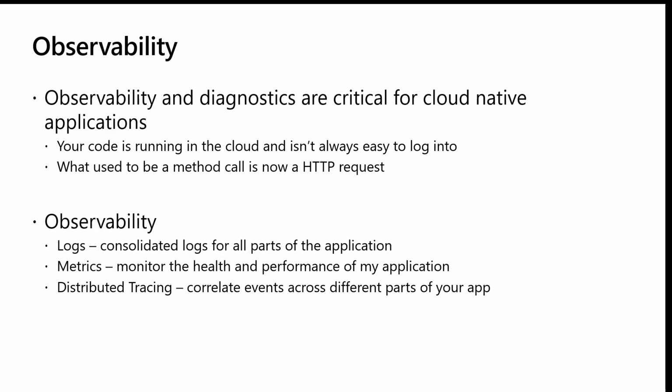There are a few types of observability we want: logs, metrics, and distributed tracing. Logs and metrics are things you probably had before. What's important in cloud native is that you want to centralize all of those, so they all go to one place if at all possible, and you can see all the logs in one location. You really want metrics to monitor the health and performance of your application: is it healthy and capable, and is it within SLA and servicing my customers as well as possible?